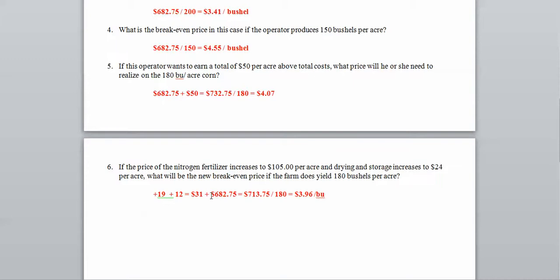Our previous cost of $682.75 plus 31 gives us a new total cost of $713.75. When we divide that by 180 bushels, our new cost of production is $3.96 a bushel.